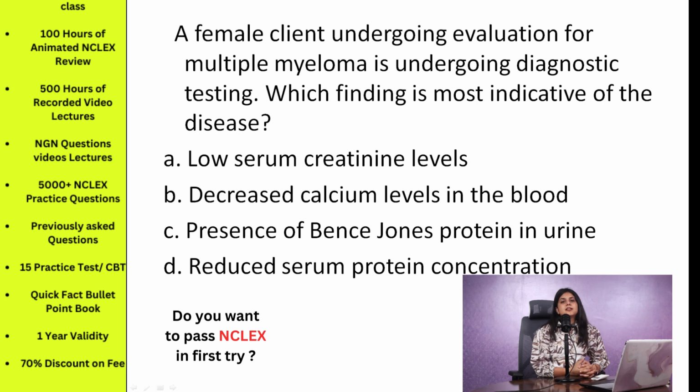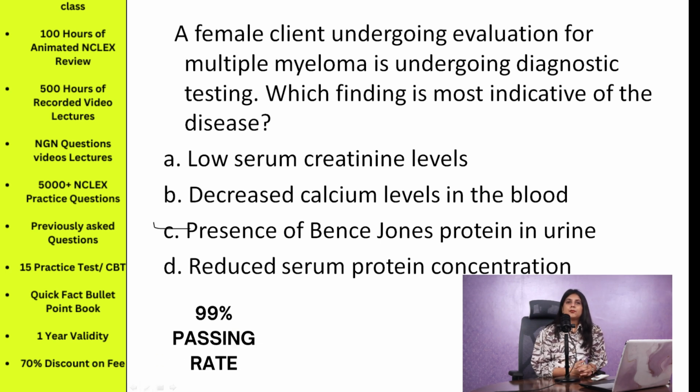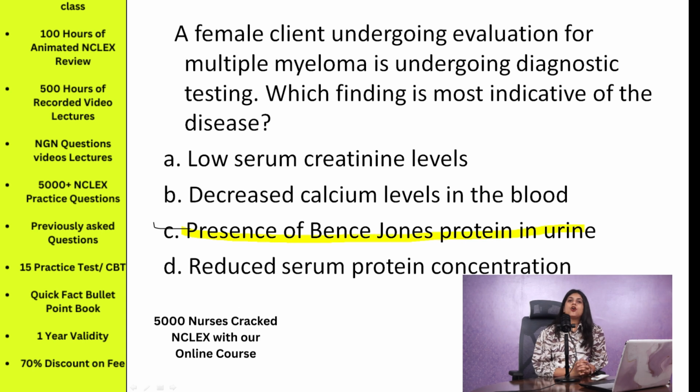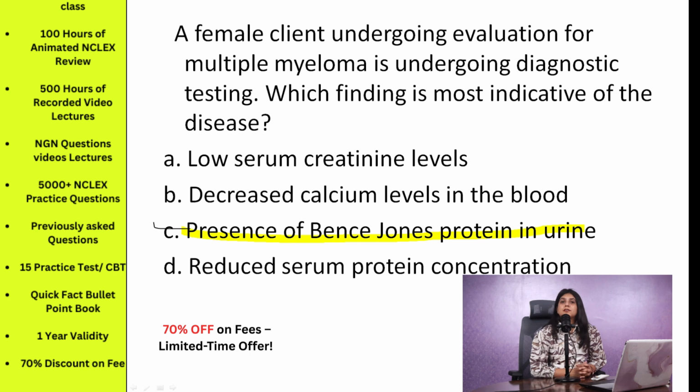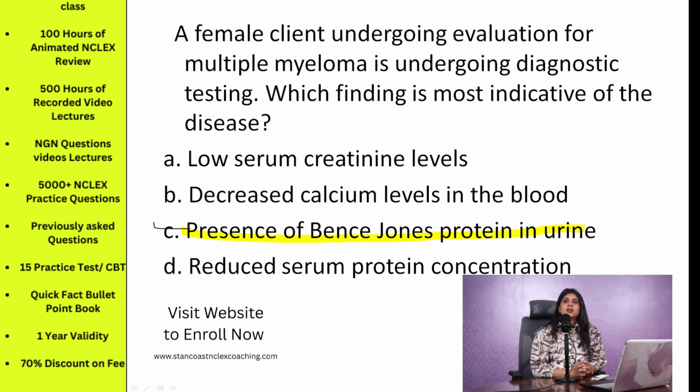Answer. C. Let us see the rationale. Bence-Jones protein in urine is a hallmark sign of multiple myeloma, though its absence does not rule out the disease. Hypercalcemia, not low calcium, occurs due to bone destruction. Serum protein electrophoresis shows an increased globulin spike, and serum creatinine is often elevated, not decreased, due to kidney involvement.